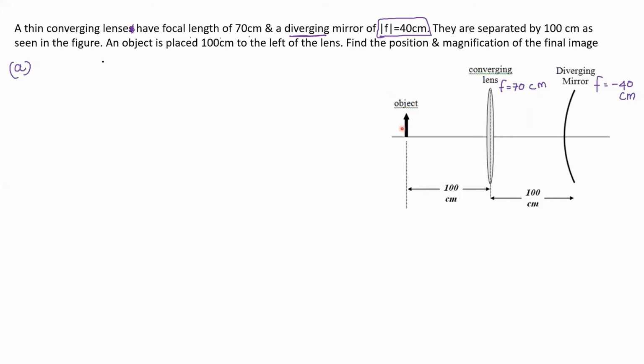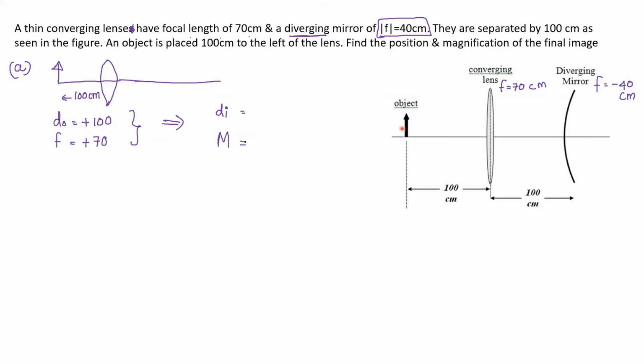So for the first step, this is your lens. Initially you have this object, which is 100 centimeters away. So D naught is plus 100, and your F is also plus 70. So this is a very nice one. I want you to calculate DI and tell me. So calculate DI, it's easy, right? It's a simple one. And also calculate M and tell me what you get.